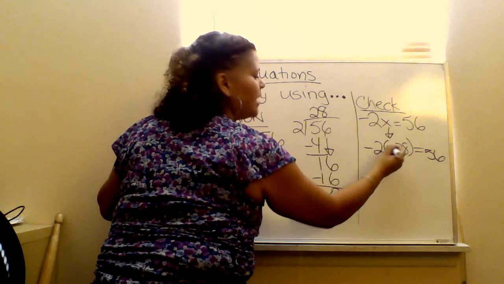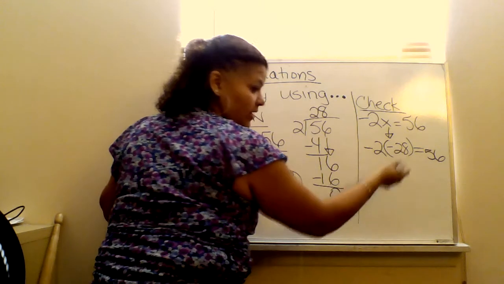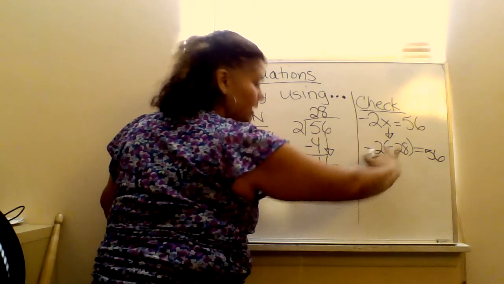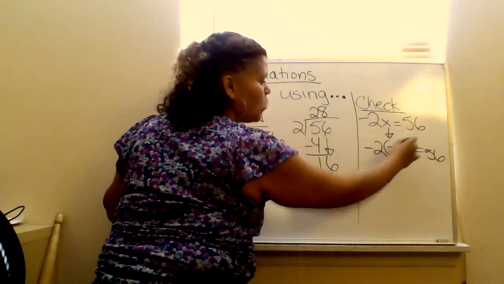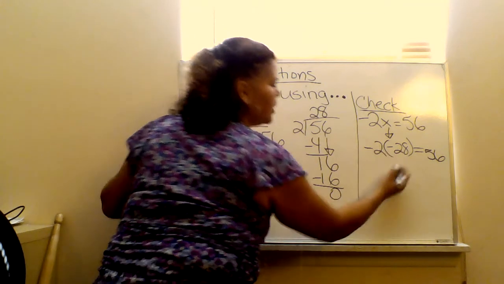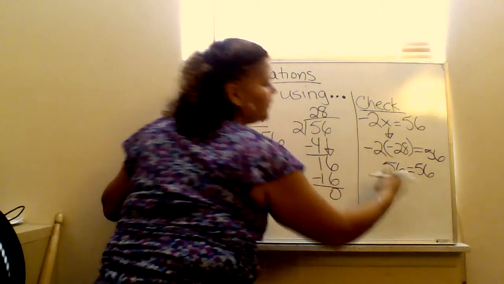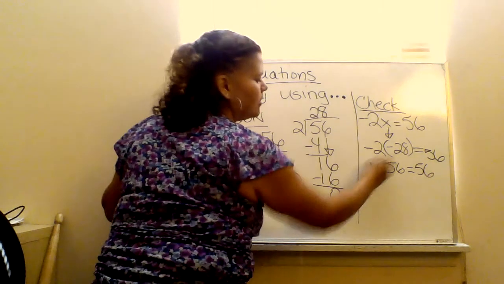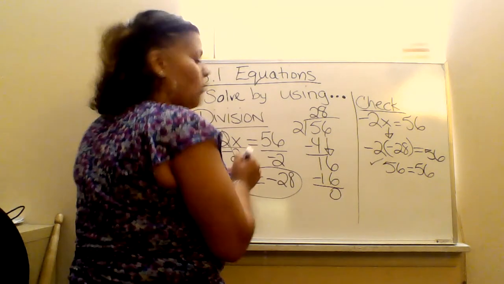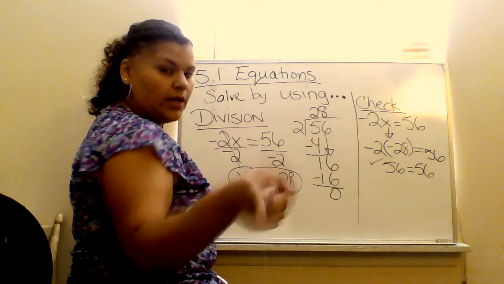So negative times a negative, or same signs, give you a positive answer. So we don't need the sign anymore. It's positive. And then 2 28s, or 2 times 28, is 56. So 56 equals 56. So it's correct. So now we know that we came up with the correct response.